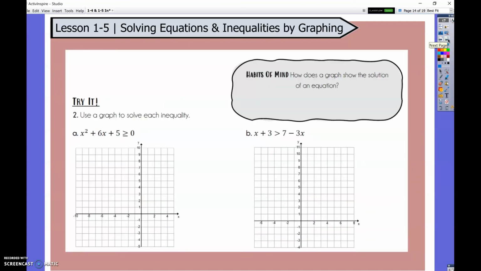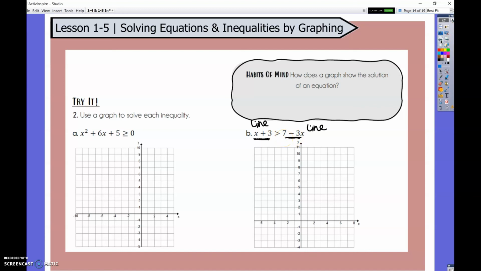Finally, there is the try it. You could do this. Again, I recommend Desmos. You can graph your parabola here and see when it's greater than 0. For this guy, you're going to have a line and another line. They're going to ask, when is this line greater than this line? Kind of like those motorcycles.